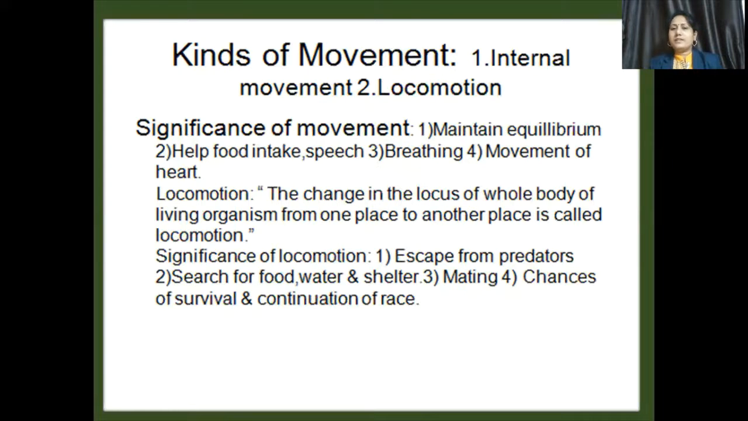Respiration मध्ये आपण श्वास घेतो, श्वास सोडतो. हे जे मेकॅनिझम आहे, हे मेकॅनिझम होण्यासाठी मूवमेंट व्हावी लागते. ठीक आहे. So it helps in the breathing.